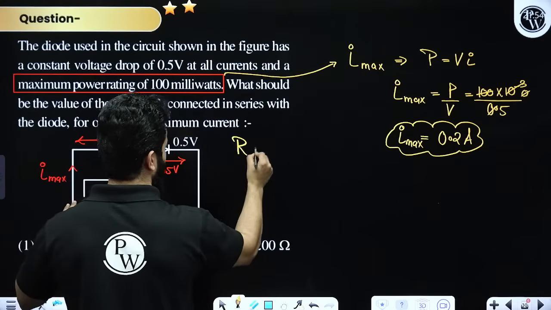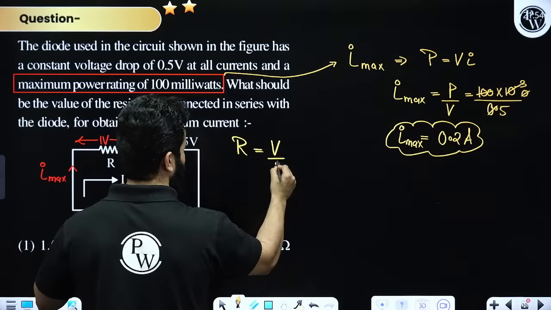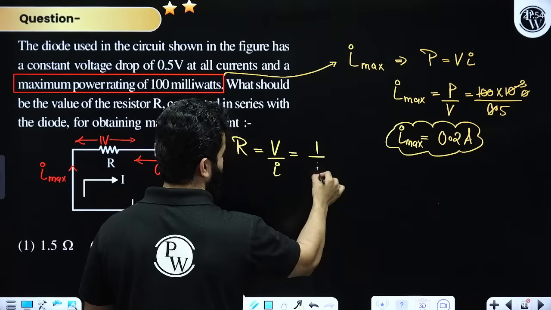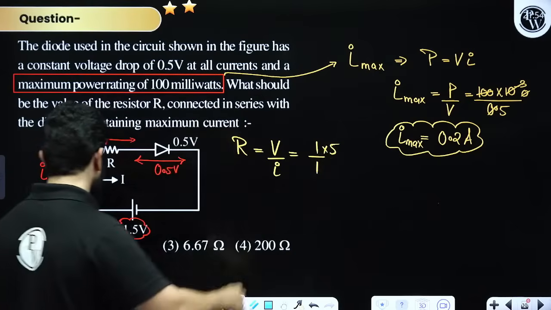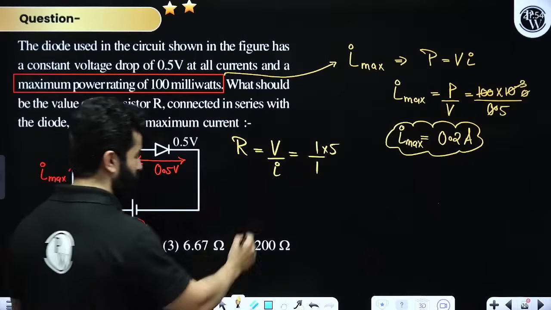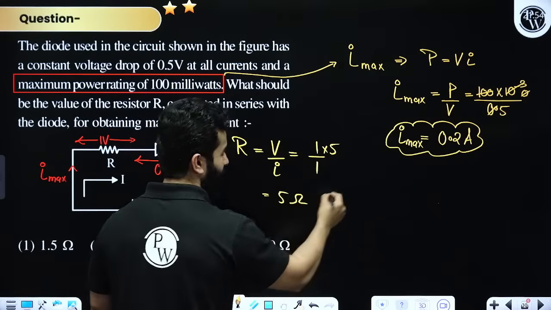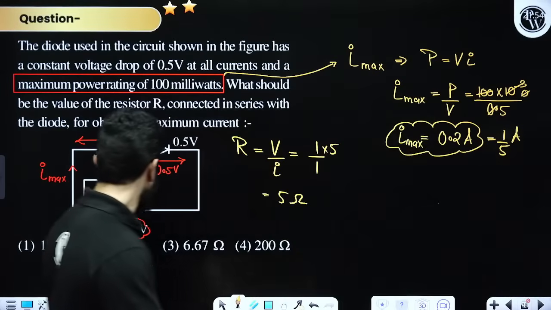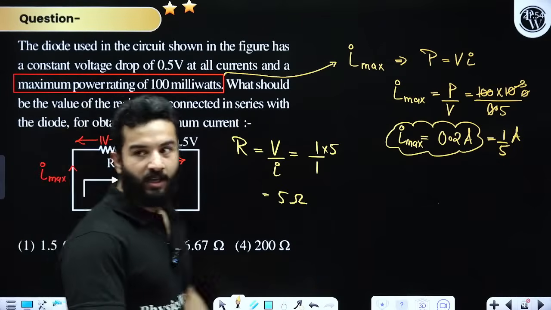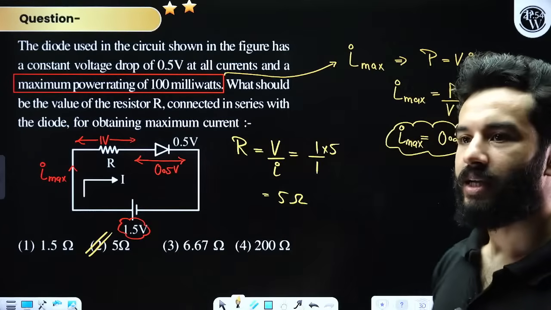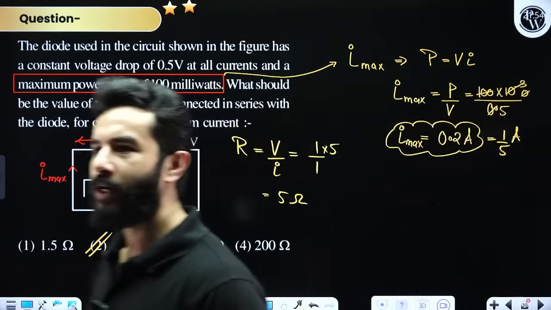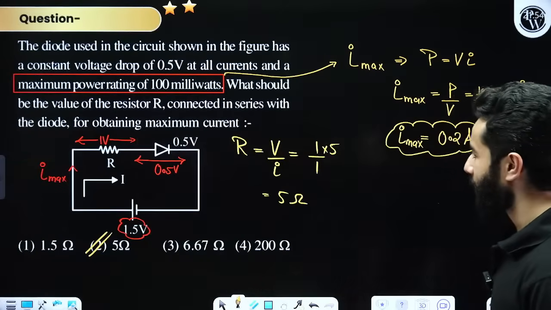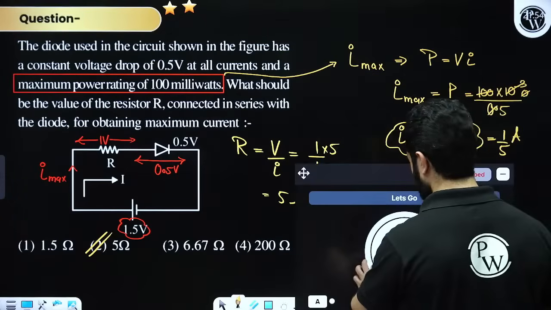So the value of R will be simply V divided by I. V is 1 volt and I was 1 by 5. So 5 ohm is the correct answer. Please check. I can also rewrite this as 1 by 5 ampere. Okay, so 5 ohm is the correct answer. B option. Correct, dosto? Is it clear? Be quick. Done. Sorted. 5 ohm is the correct answer. That is B option.